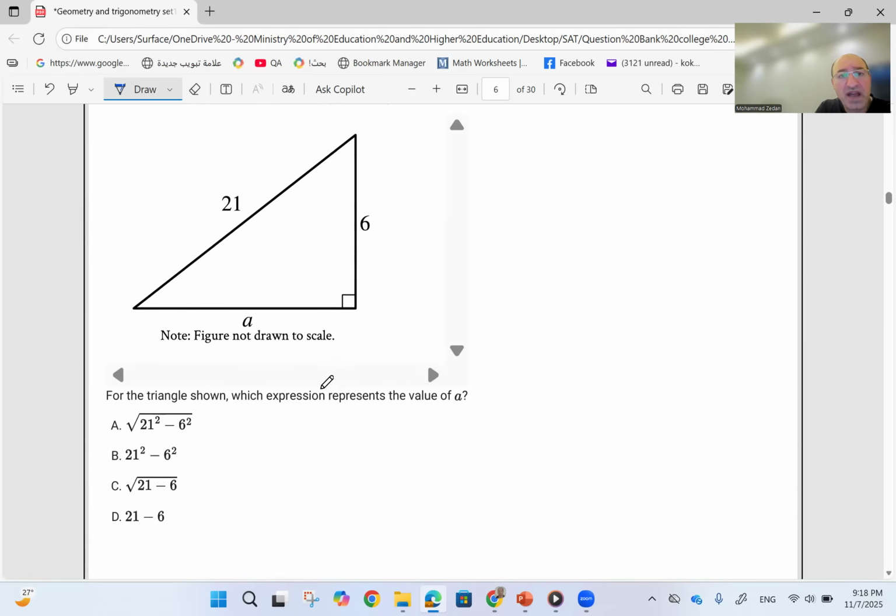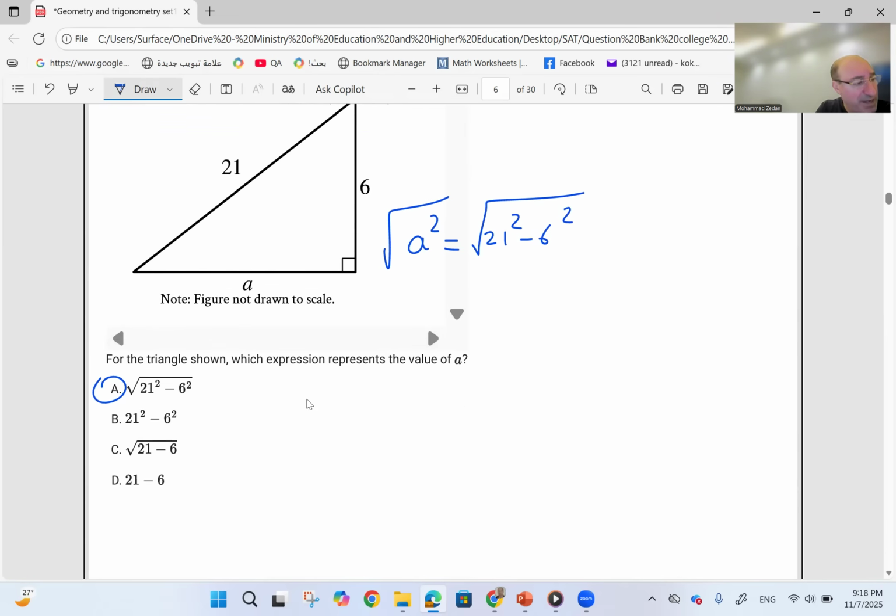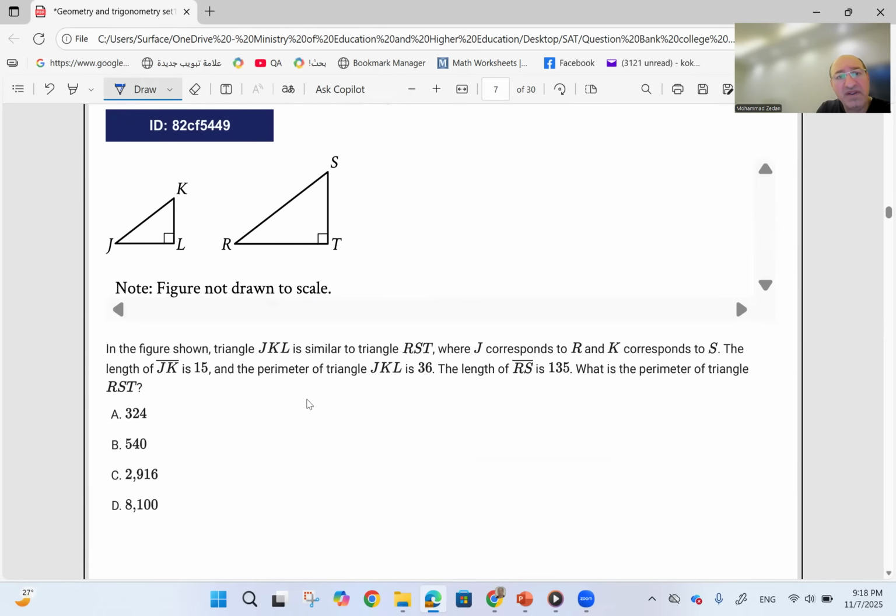Next one. I have a right triangle. Two sides are given. It asks you about the length of the third side. Direct application of the Pythagorean theorem here. A squared is 21 squared minus 6 squared. So A is the square root of 21 squared minus 6 squared. So the answer is A. Question number 7.